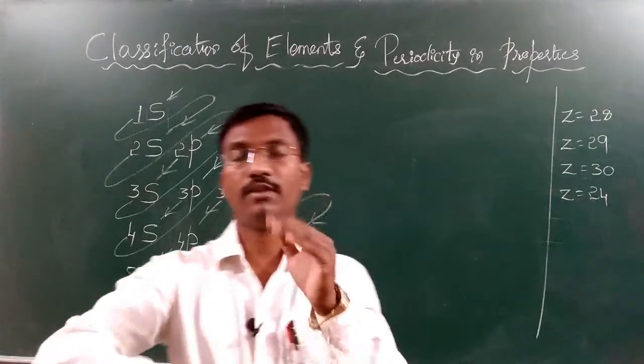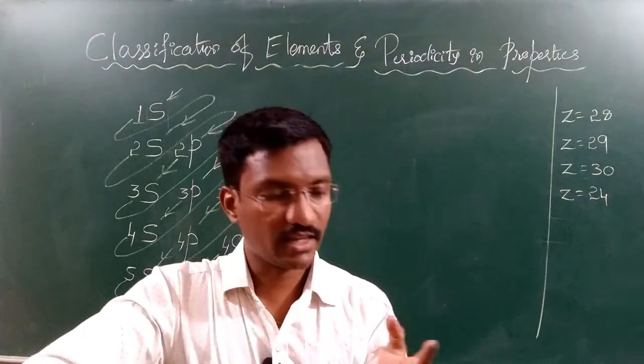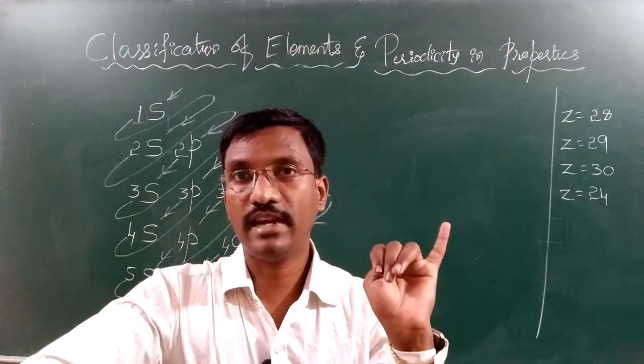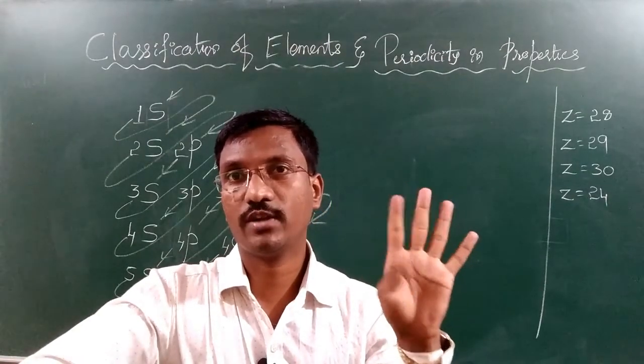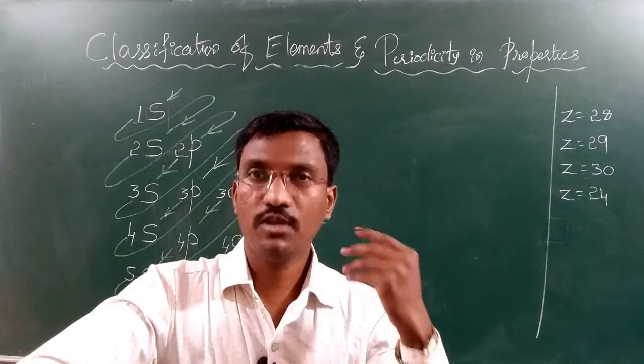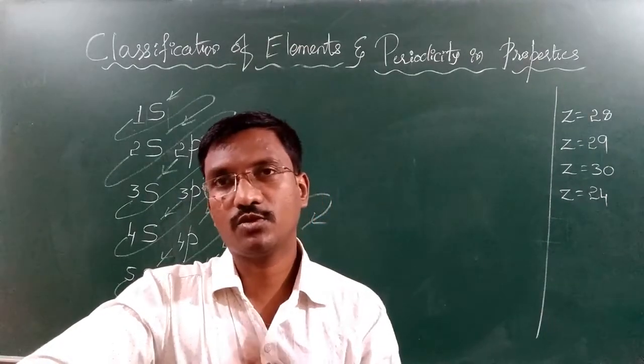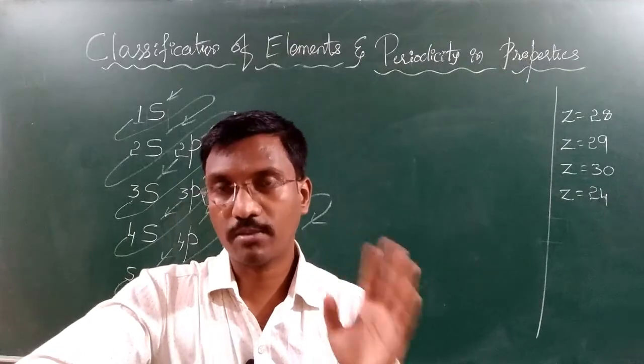So you have to remember from atomic number 1 to 30, like hydrogen, helium, lithium, beryllium, boron, carbon, nitrogen, oxygen, fluorine, neon, then again sodium, potassium. You have to remember this continuously. So these are necessary. Up to 30 you have to remember serially.